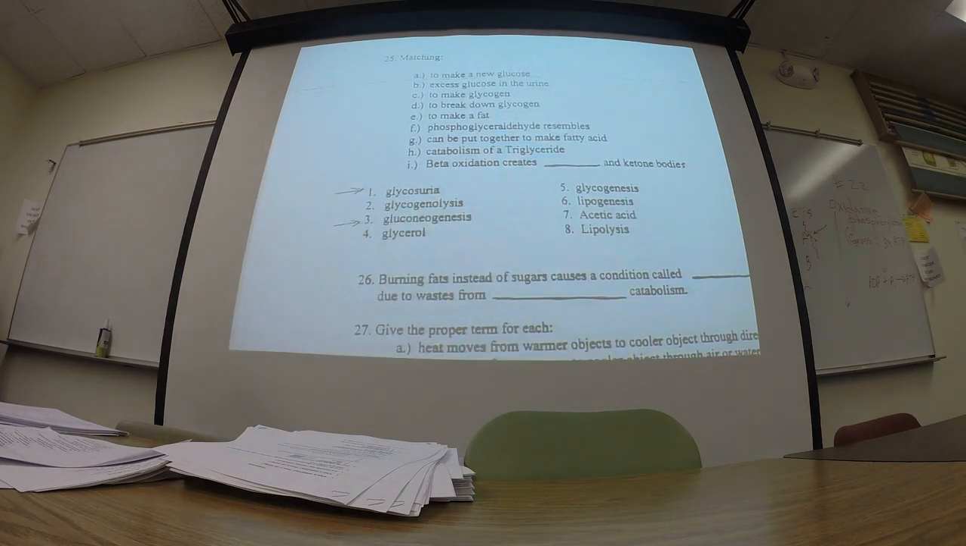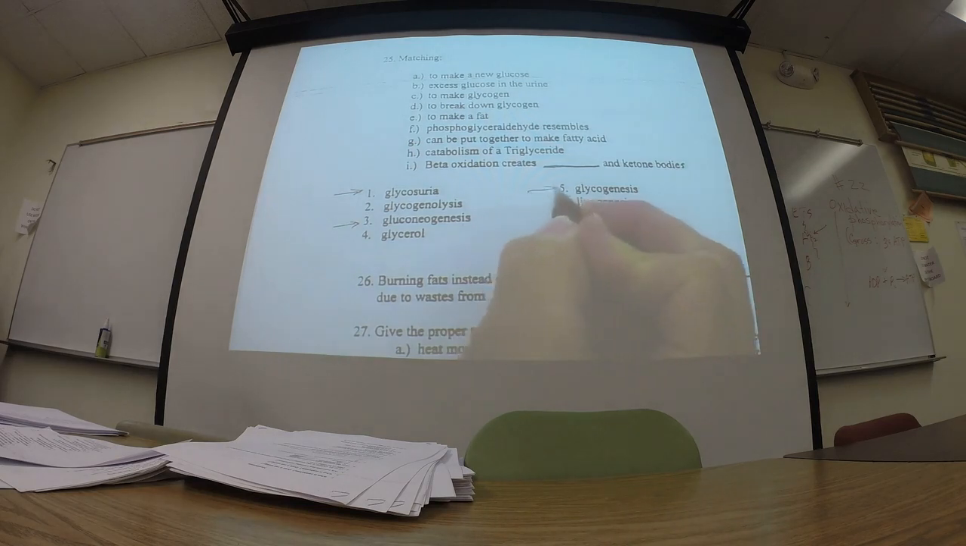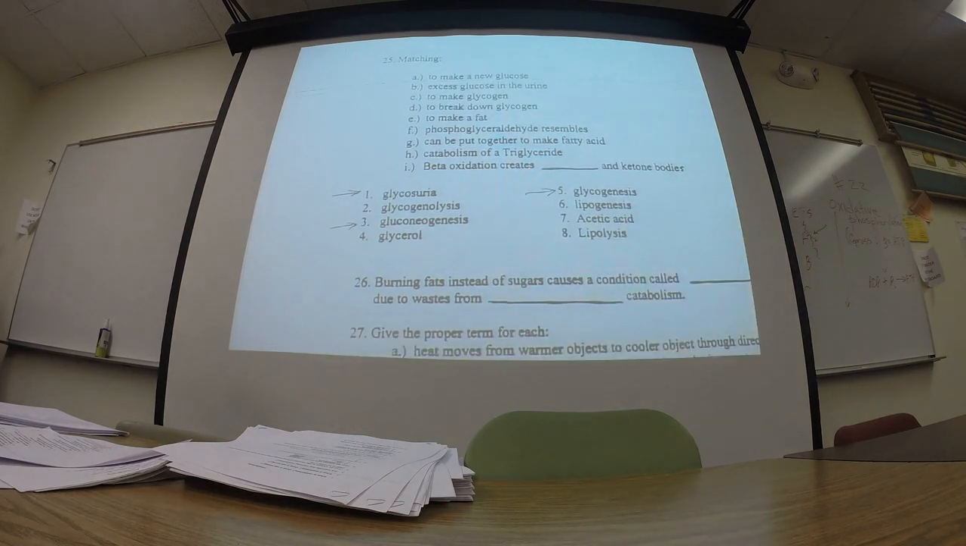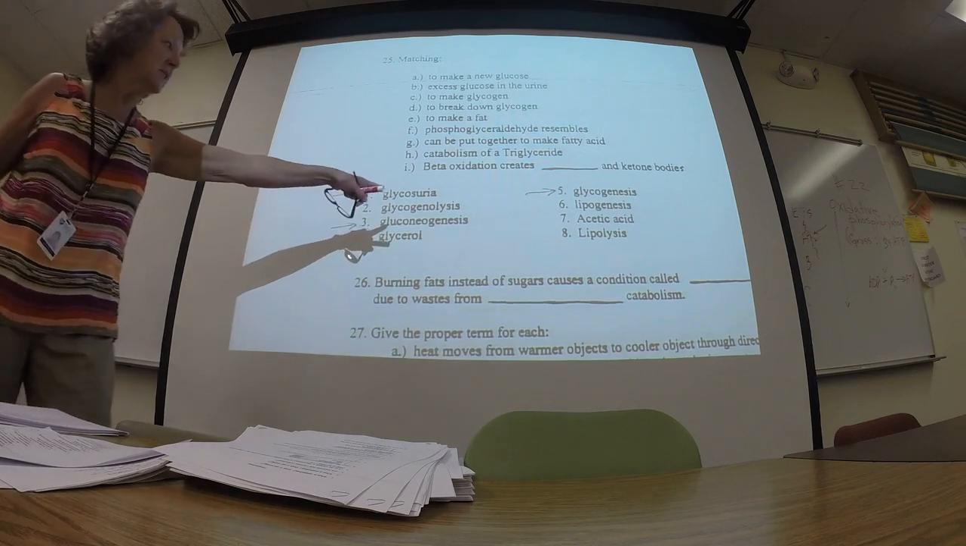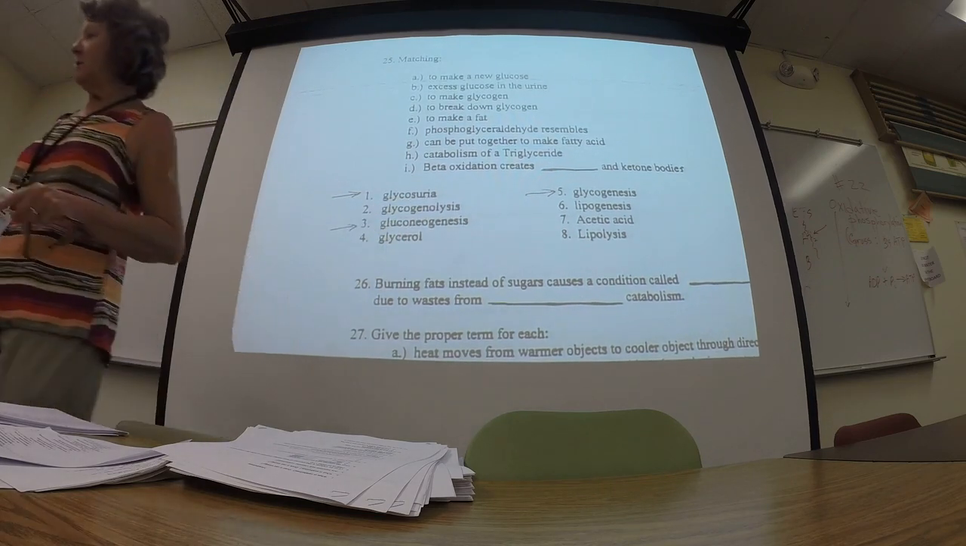What is the vocabulary word for you are making glycogen? Glycogenesis, number 5. Genesis means to make or create. What if you're breaking down glycogen starch? Glycogenolysis, number 2. Lysis means to rupture or break down. So that's number 2.